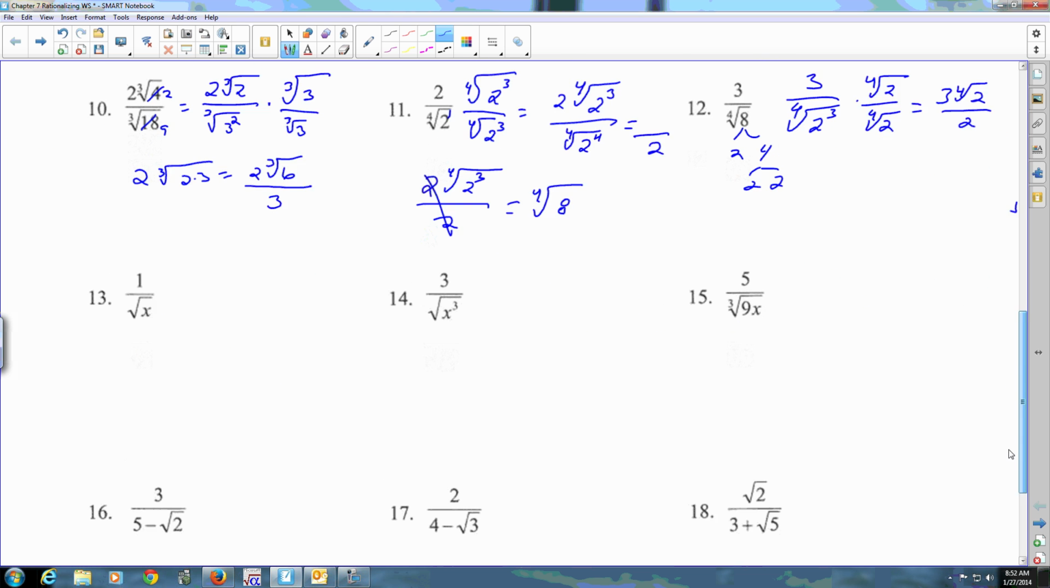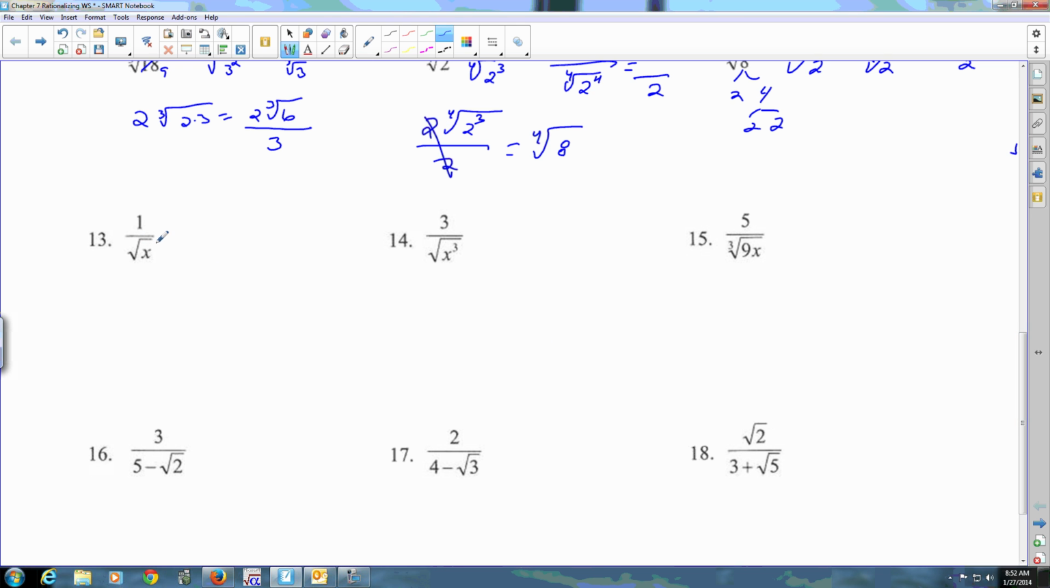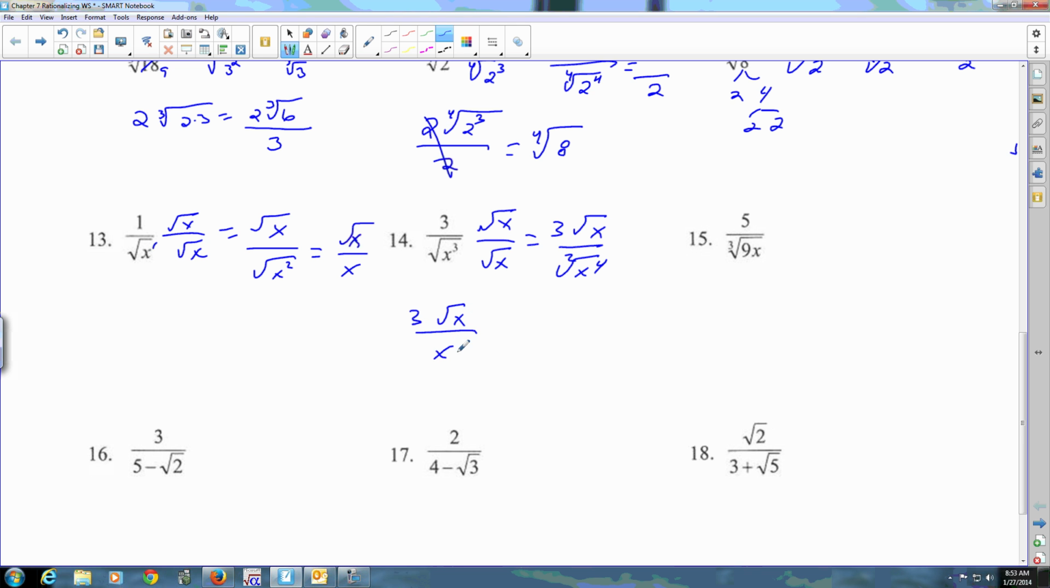When you have variables, it's no different. It's a square root. I need it to be a multiple of the root, so I'm going to multiply by the square root of x. So the top becomes the square root of x, the bottom becomes the square root of x squared, power matches root, it pops out, so I get the square root of x over x. Sorry, that's so uber sloppy. Power needs to match the root, so once again, I'm going to multiply by the square root of x. So I get 3 square roots of x over square root of x to the 4th. Power is a multiple of the root, so I have 3 square roots of x over x squared.